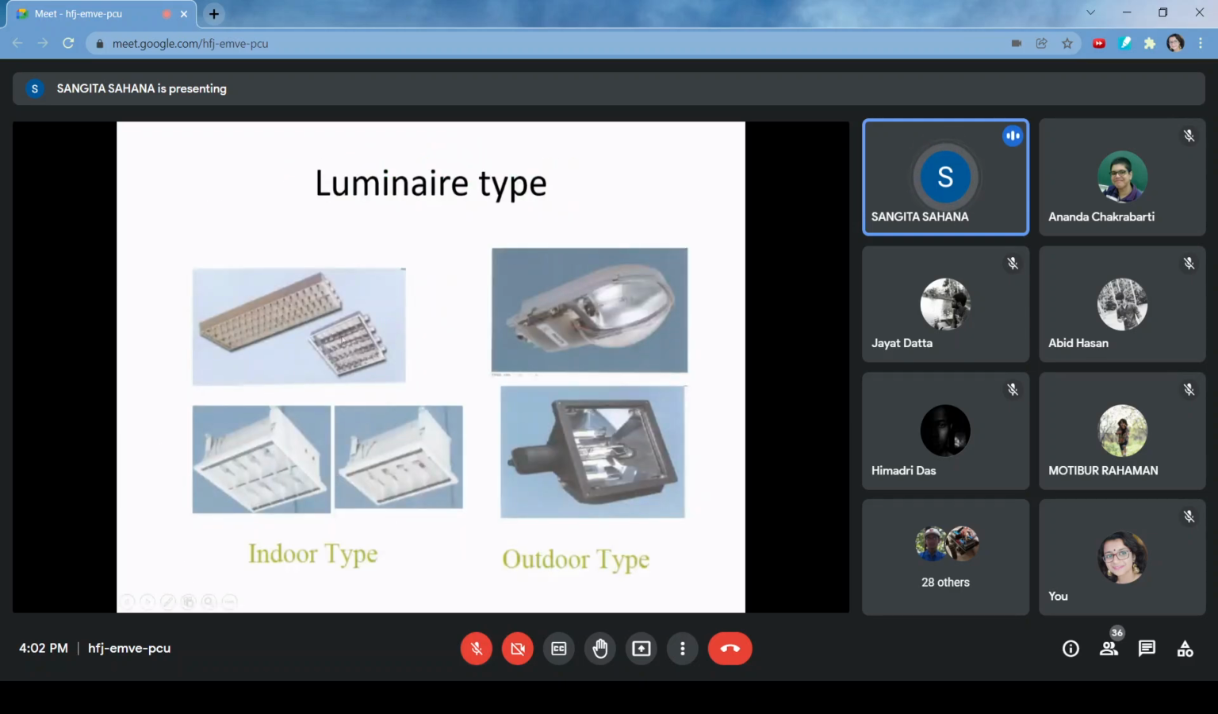So these are a few indoor luminaires. The tube lights are used inside this. You can see street lights here with a sodium vapor lamp. This one is also another outdoor luminaire with maybe a sodium vapor or metal halide source.